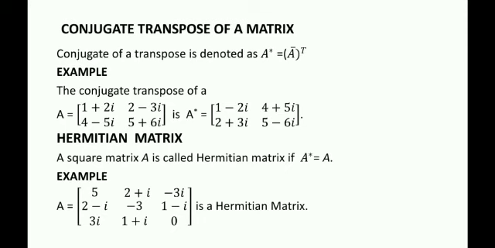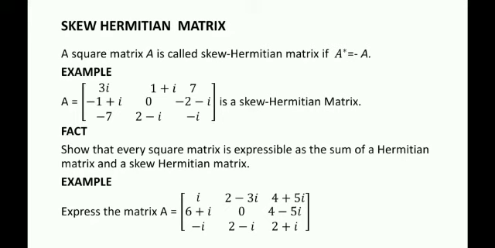Skew Hermitian matrix. A square matrix A is called skew Hermitian matrix if A star is equals to minus A. For example, A equals to 3 iota, 1 plus iota, 7, minus 1 plus iota, 0, minus 2 minus iota, minus 7, 2 minus iota, minus iota is a skew Hermitian matrix. To show that this matrix is a skew Hermitian, first of all we will find A star by finding conjugate of matrix A first, then by transposing that conjugate matrix.